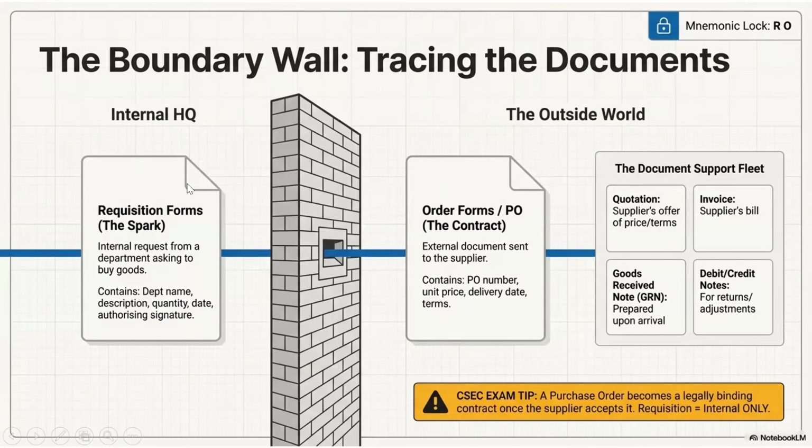So it starts internally with the requisition form. Some department, or someone in a department, fills out a requisition form, which is a request for the company to buy something. And then we would request some external documents. So you might ask for a quotation, for example, or a catalog.